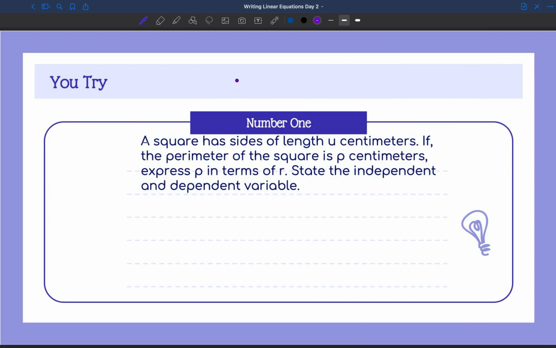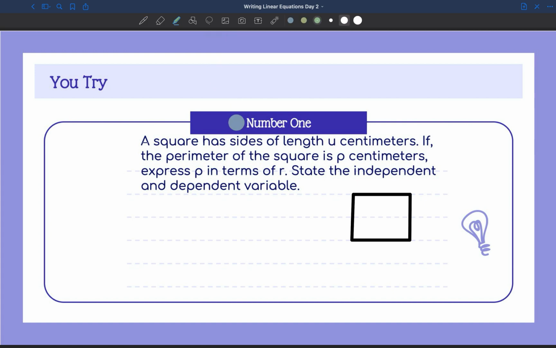Looking at number 1 for our U try, it says a square has sides of length U centimeters. If the perimeter of the square is P centimeters, express P in terms of U. So I'm just going to draw a shape so that we have it. And then I'm going to pause. Go ahead and stop the video and try this on your own. We'll come back and see if we have the same answer.